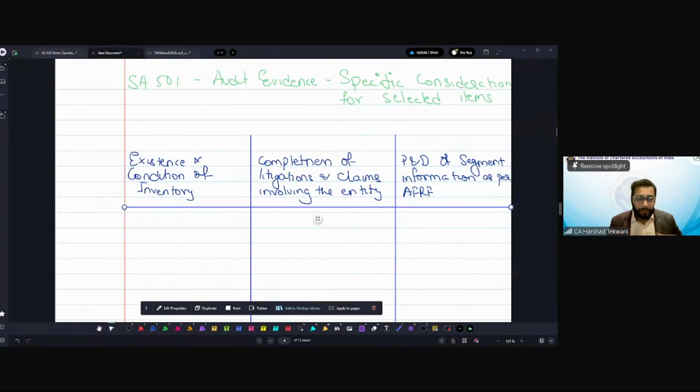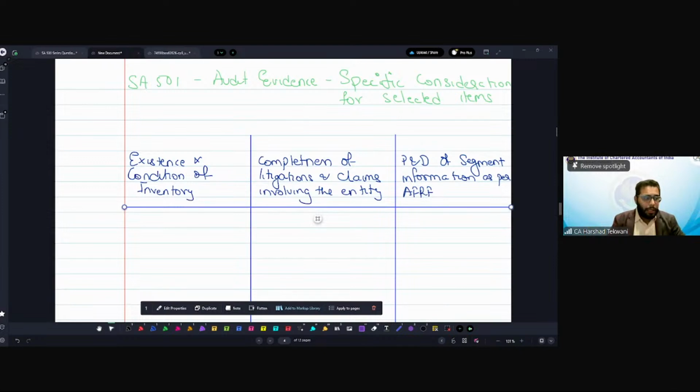So when I talk about existence, it is the physical presence of the inventory. But when I talk about the condition, you can link condition with the valuation aspects. Whether it is valued correctly, whether it is in good condition, the way it is shown in the books. Whether the inventory is damaged, or it is good. Whether this inventory is slow moving, non-moving. They might be in proper condition, but they are non-moving inventories, which requires a provision, or they are slow-moving inventories, which again requires a provision. Those are the things that we need to understand about the inventory.